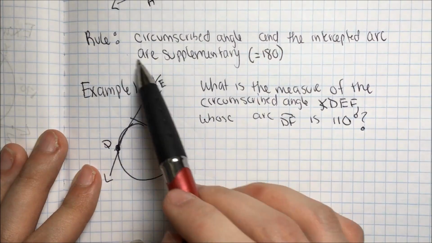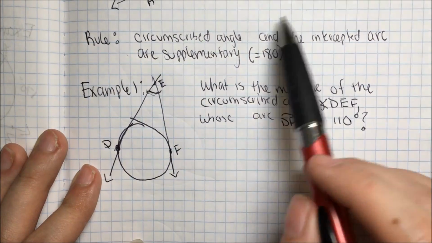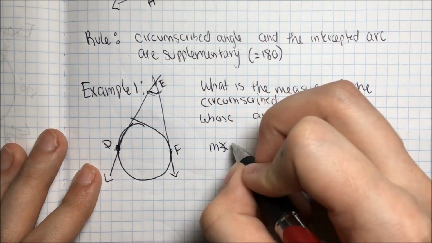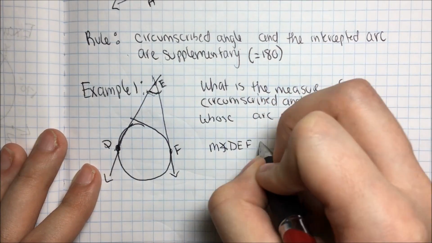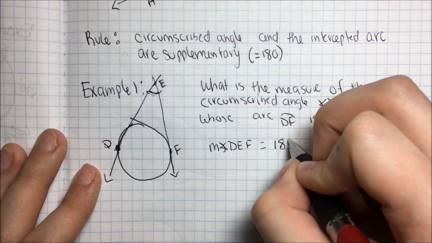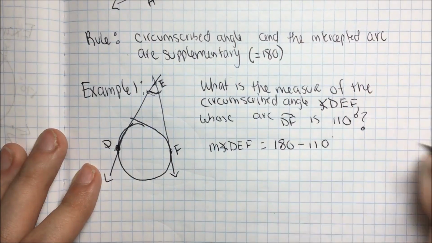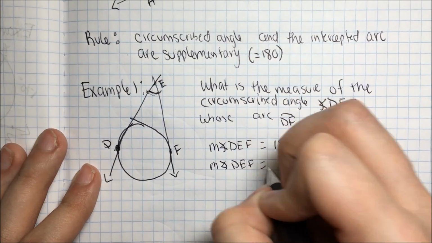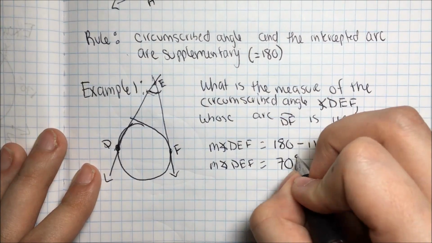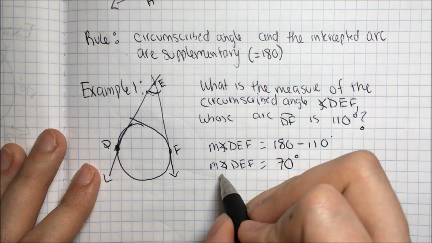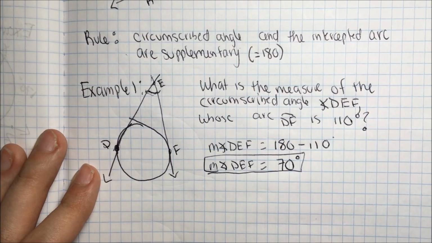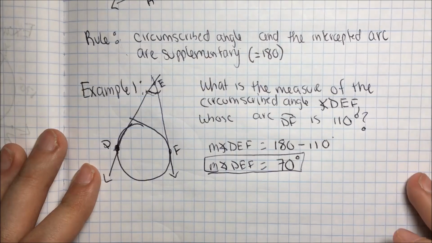So if we look back to our rule, we know that the circumscribed angle and the arc are supplementary to each other. So measure of angle DEF, you want to take 180 and subtract 110 from it. And we get the measure of DEF is equal to 70 degrees. So this would be for our circumscribed angle.